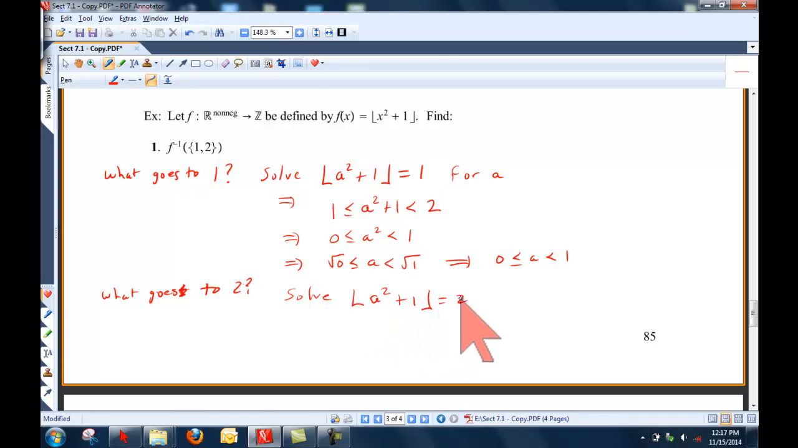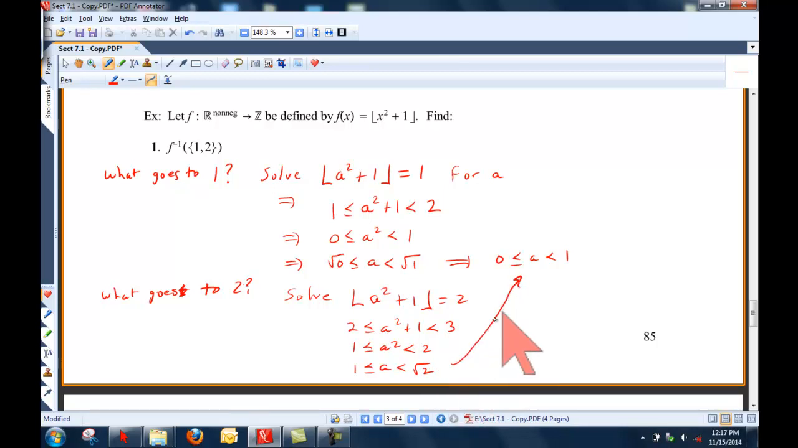And this is going to be real similar then, so we'll speed it up just a little bit. 2 less than or equal to a squared plus 1 less than 3. Subtract 1, 1 less than or equal to a squared less than 2. And take square root. The square root of 1 is 1, less than or equal to a less than square root 2.